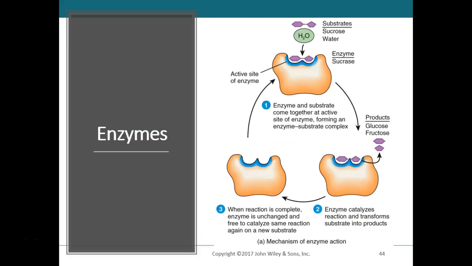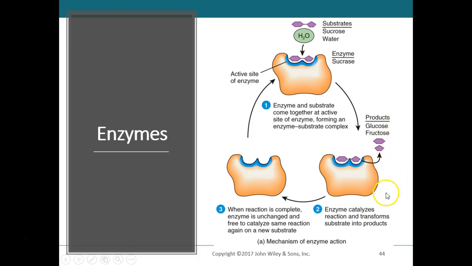So here you can see an example of an enzyme. The big orange thing here is an enzyme. Here's the binding site. The enzyme is sucrase. The substrate is sucrose and water. When those bind, they create a complex, and the enzyme breaks that disaccharide down into monosaccharides, glucose and fructose.